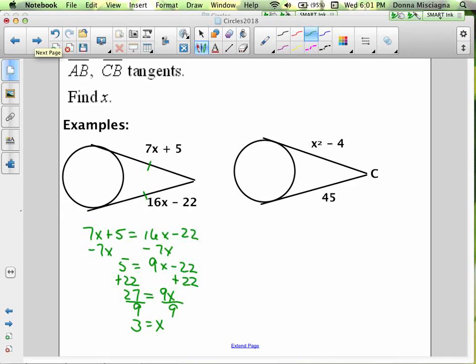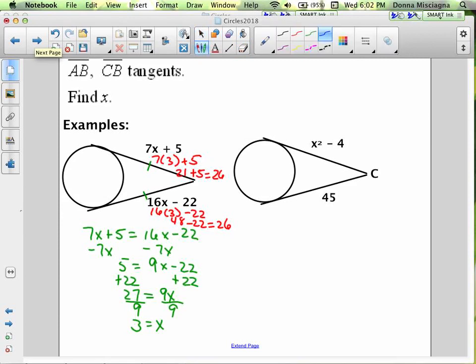If you wanted to check that you were correct, you can always plug it back in. For instance, if it asked for the length of the tangent segments, once we solved for x, we would plug it back in to get the measurement, and they should both be exactly the same. Let's check. 16 times 3 minus 22. 16 times 3 is 48, minus 22 is 26. Let's check the other expression. We have 7 times 3, because that's the value we got for x, plus 5. That would be 21 plus 5, and that is indeed 26. So you can see they are both the exact same measurement, and x equals 3 is the correct answer. Let's do the next one.